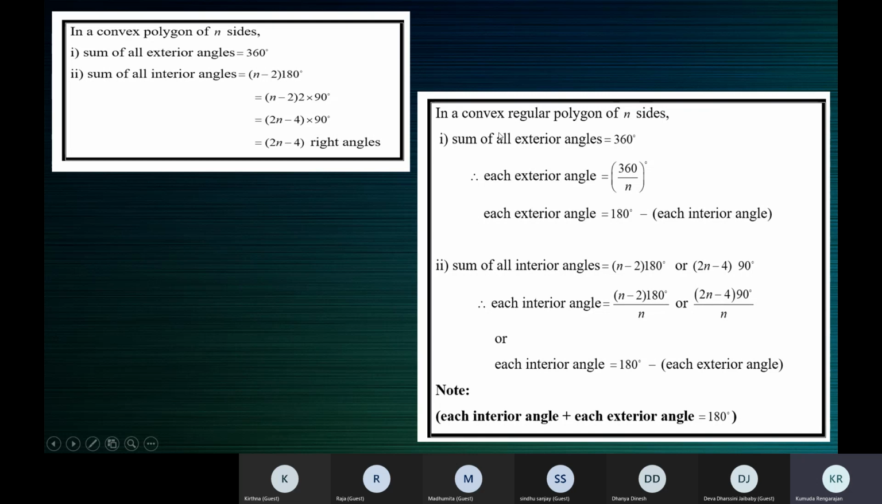Now, here we were talking about a convex polygon. Here we are talking about a convex regular polygon.